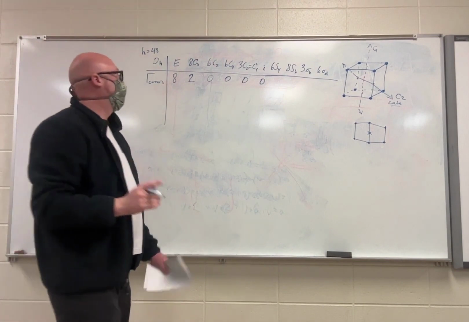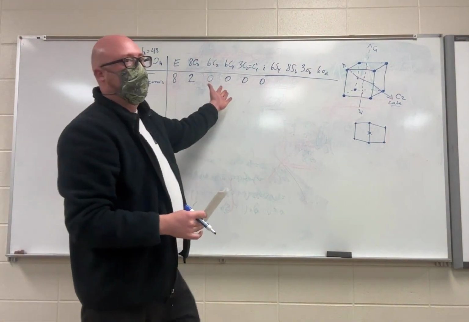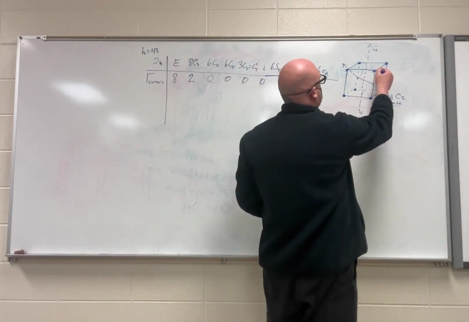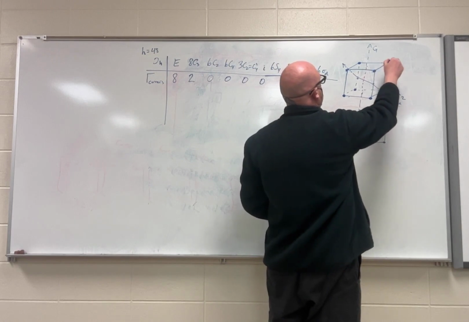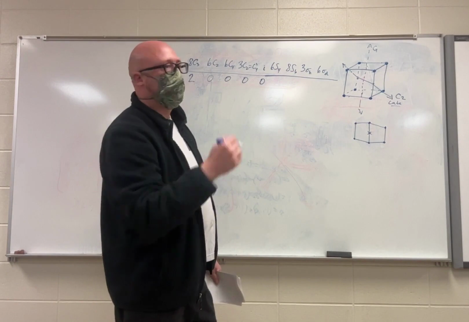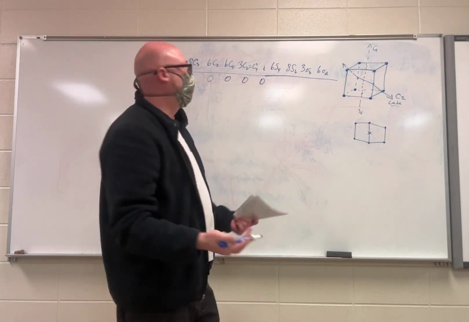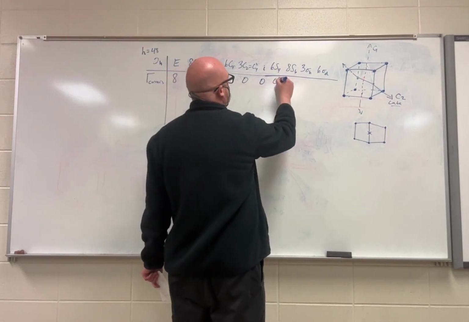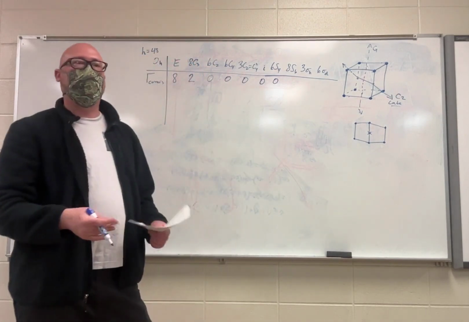For an S4, the character is also 0 because every point will move by 90-degree rotation about an axis, followed by reflection. It moves to another point. And the character here will also be 0.